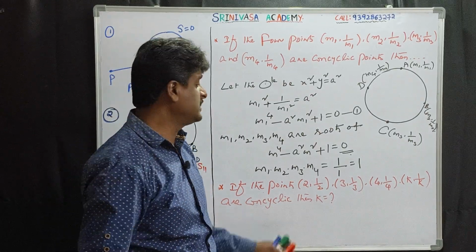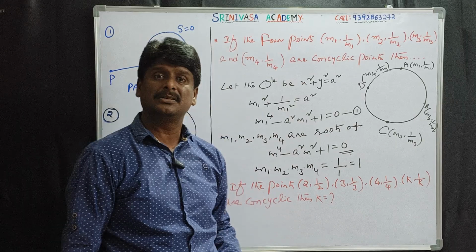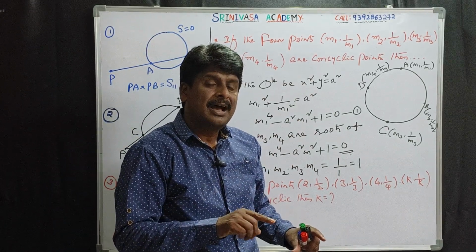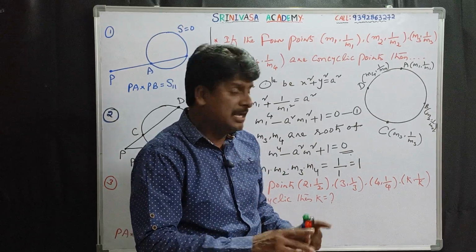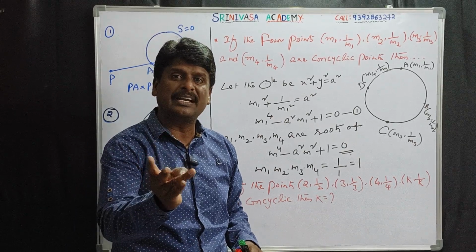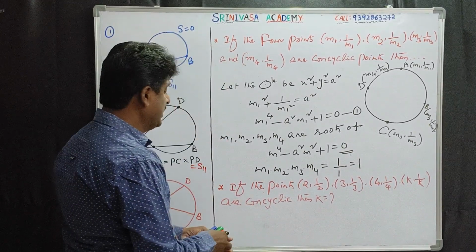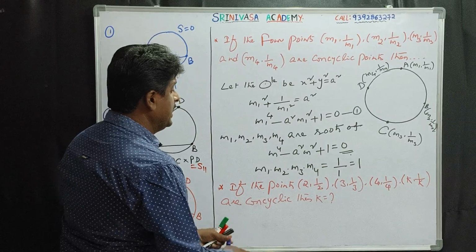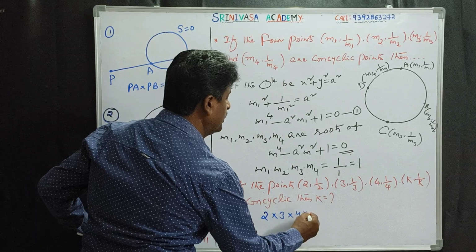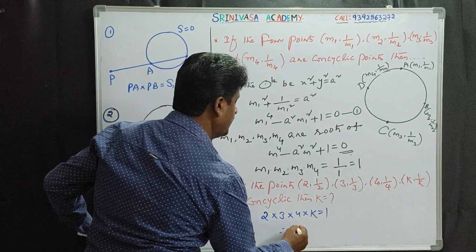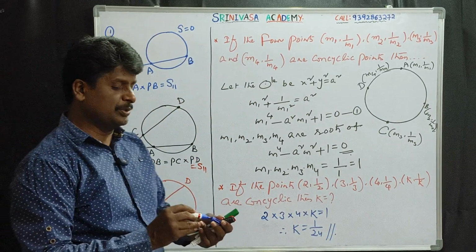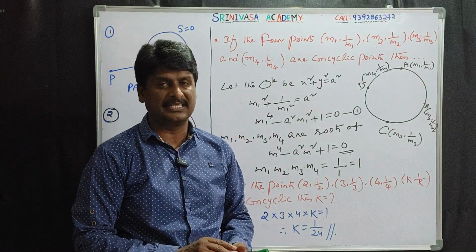First you check whether these 4 points are in this form or not. Meaning each point contains an x coordinate and a y coordinate that is its reciprocal. The product of x and y coordinates is equal to 1. X and y coordinates are reciprocals of each other. Then the condition: M1, M2, M3, M4 is equal to 1. 2 into 3 into 4 into k is equal to 1. Therefore k is equal to 1 by 24. So this is about concyclic points in a circle.